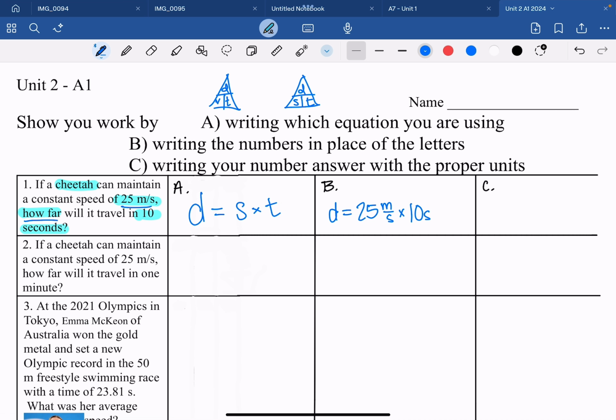And then your answer, whatever you might get, and we're doing distance here. So look back in the formula here for what our distance is given in. You see that M there, which is going to be meters. So we know that our units or our answer is going to be in meters. So 25 times 10.